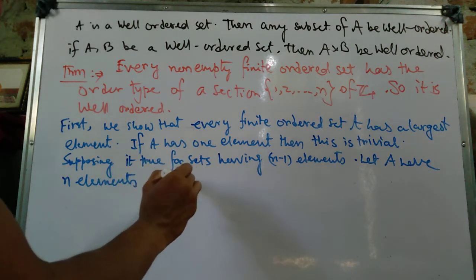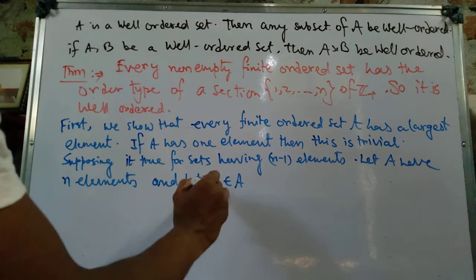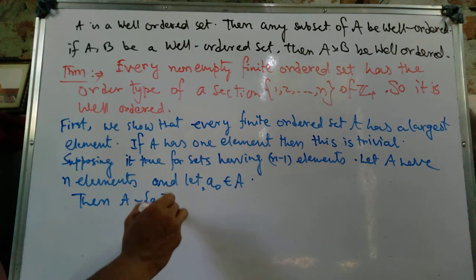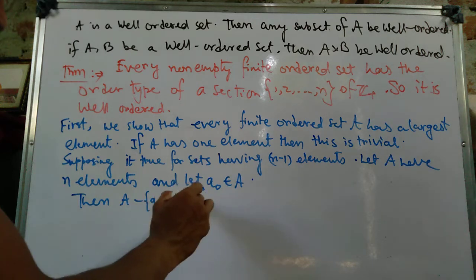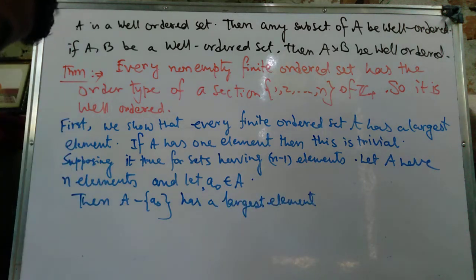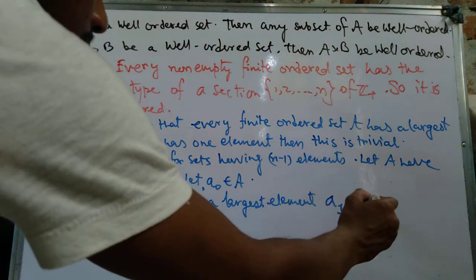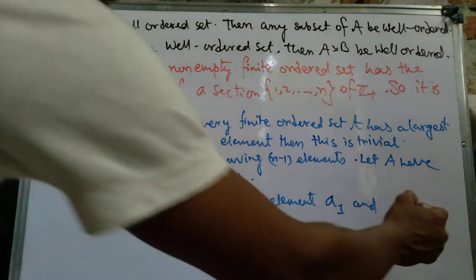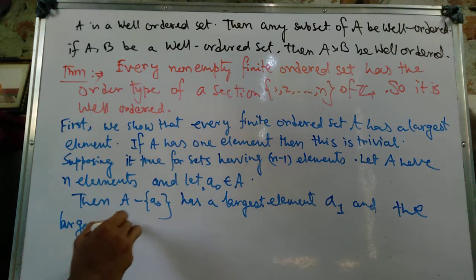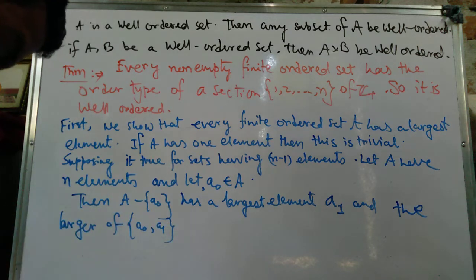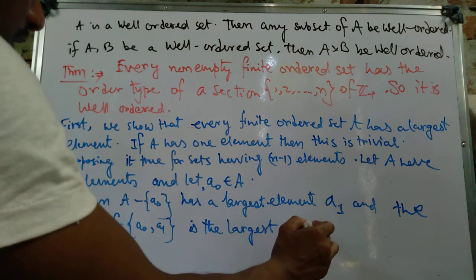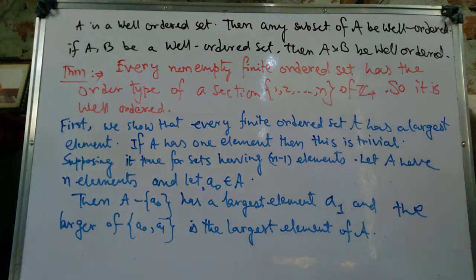Then let A0 belong to A. Then A minus A0 contains n minus 1 elements, so it has a largest element, A1, and the larger of A0 and A1 is the largest element of A.